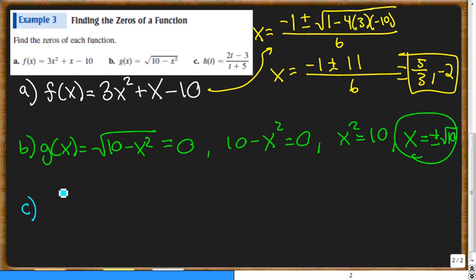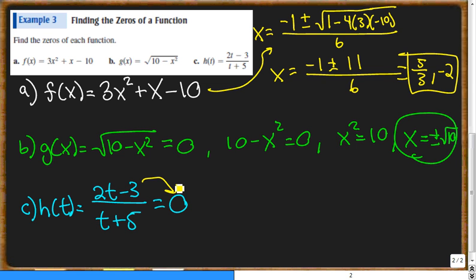And c gives us that h of t is 2t minus 3 over t plus 5. Now when that equals 0, the only thing that can make a fraction 0 is if the numerator is 0. You could think about this as multiplying both sides by t plus 5. T plus 5 times 0 is the same thing as 0, right? It goes away. In a sense, you're shifting this over. It kind of cancels itself out.